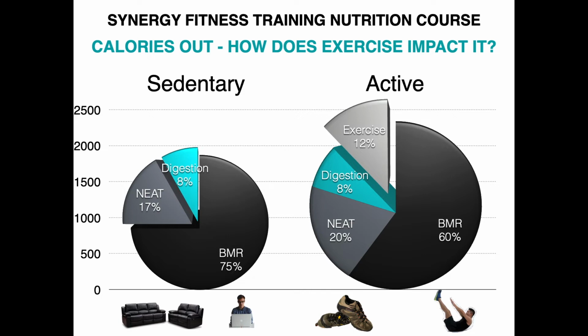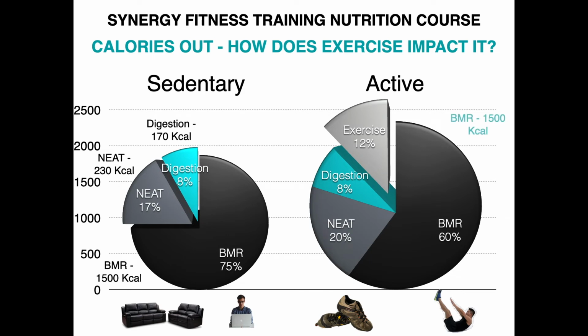And even though this person's BMR is only at 60%, it's simply a smaller piece of a bigger pie. So if we now quickly look at the actual number of calories per percentage of the circle, you can see that on the sedentary person's side, their BMR equals 1500 calories, their NEAT equals 230 calories, and digestion equals 170 calories, which totals 2000 calories burnt for the day.